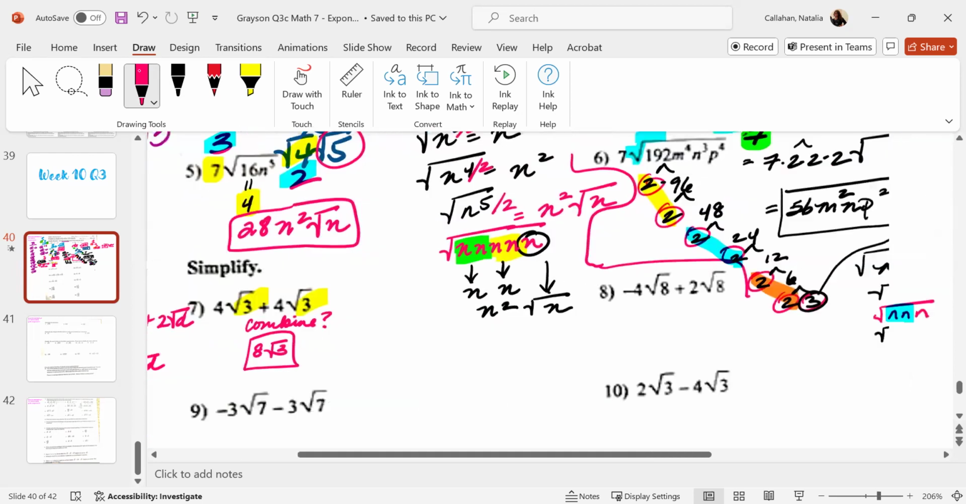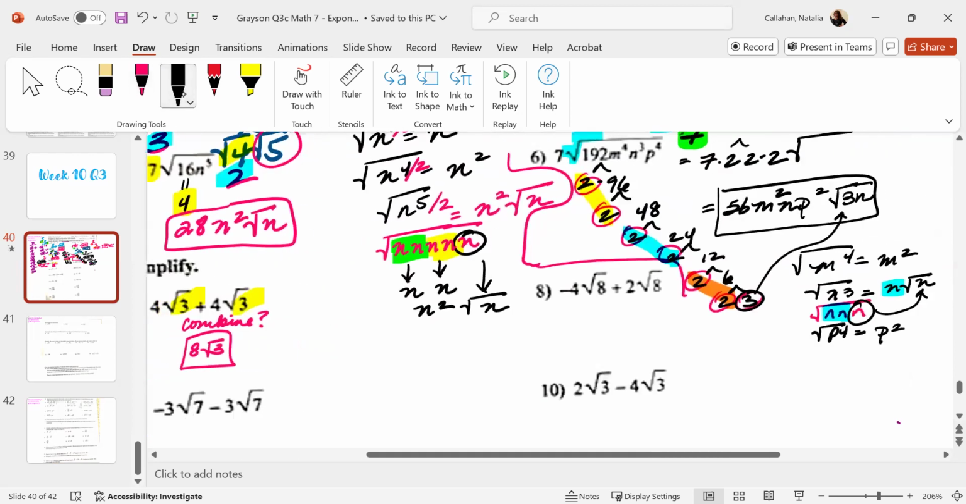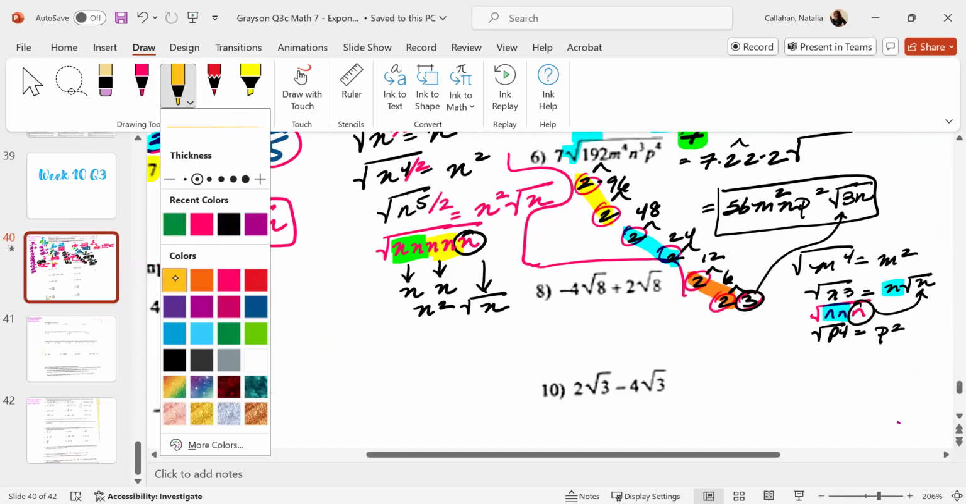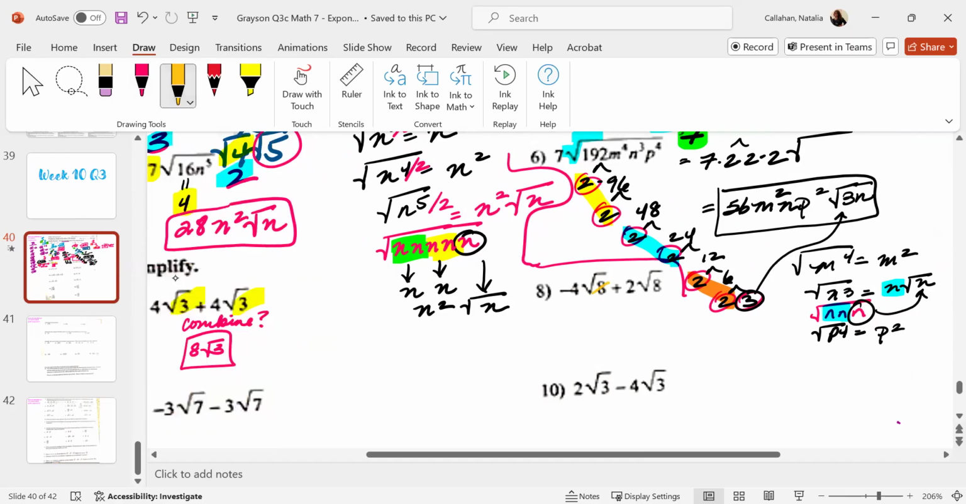Okay. Number 8. Take a look over here. Can we combine? Yes. Negative 4 plus 2 is -2 square root 8.